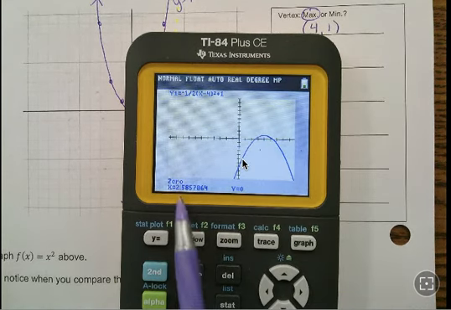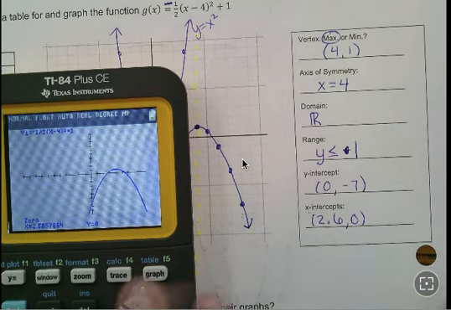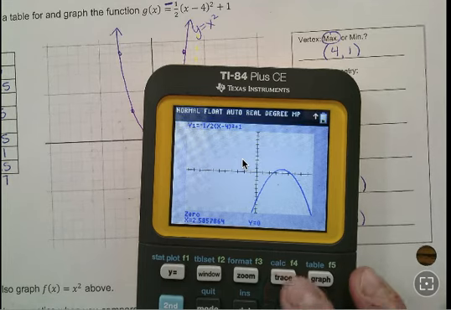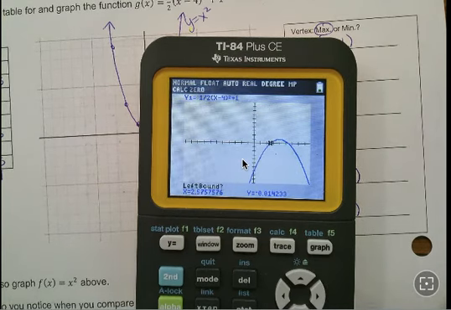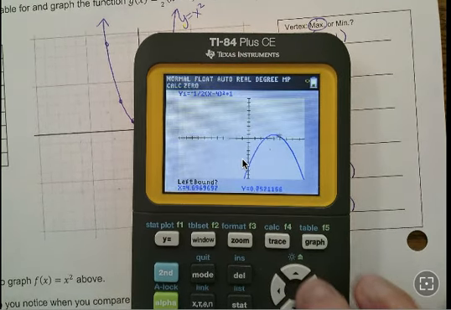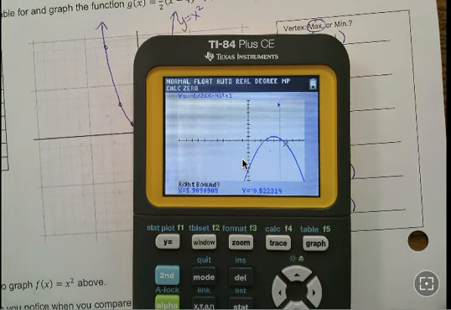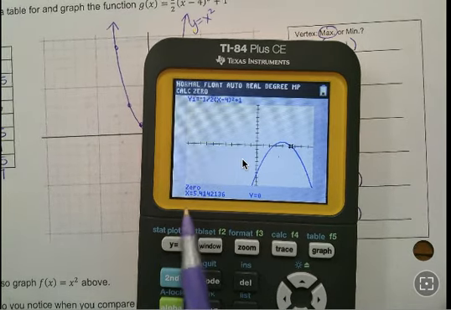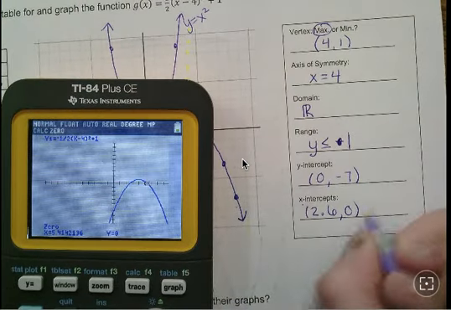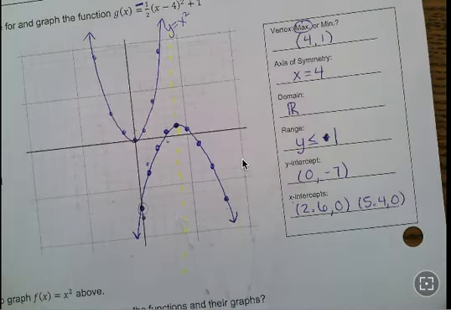And the 0 happens at, we'll say, 2.60. And then there's another one. So we repeat the process. We hit second, trace, 0. Okay? And then we go over, and we're going to be to the left of our 0 before we cross this time. And then now we're to the right of our 0. And then we click enter. And this time it's at 5.4, 0. Okay? Those are our zeros.